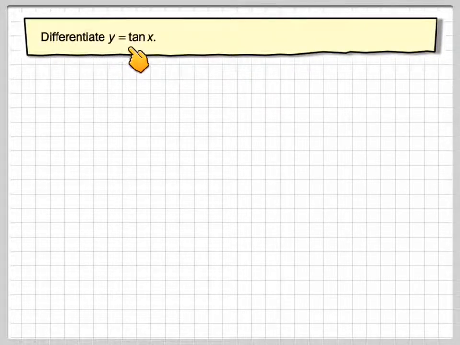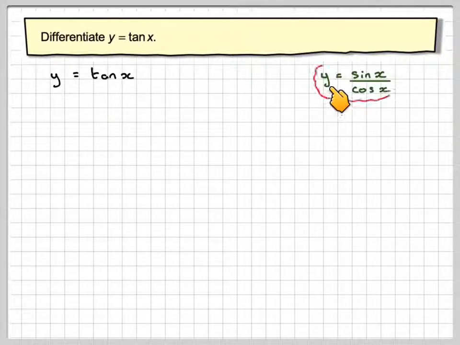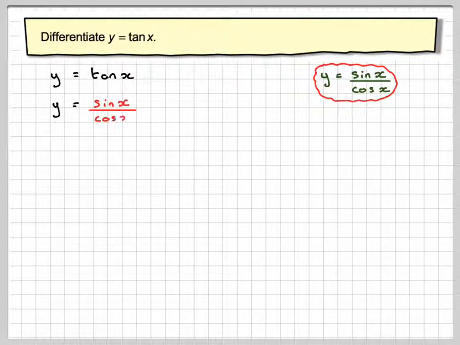Differentiate y is equal to tan x. So if y is equal to tan x, then if we rewrite that as y is equal to sine x over cos x, then this is type u over v. It is a quotient, u over v, so therefore we can use the quotient rule to differentiate this.